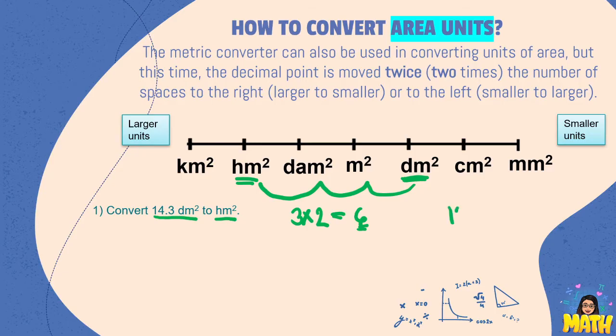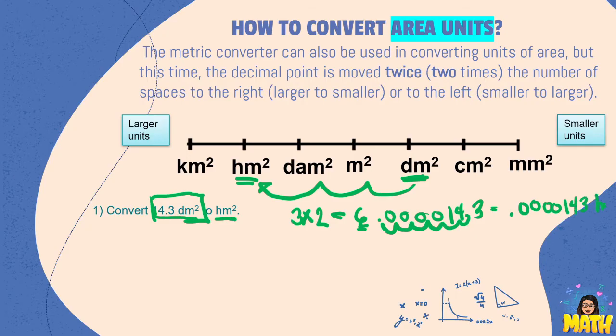So, from 14.3 papunta sa left. So, 6: 1, 2, 3, 4, 5, 6. And then, let's fill in the gap with zeros. So, here, 14.3 square decimeters is equal to 0.0000143 square hectometers.